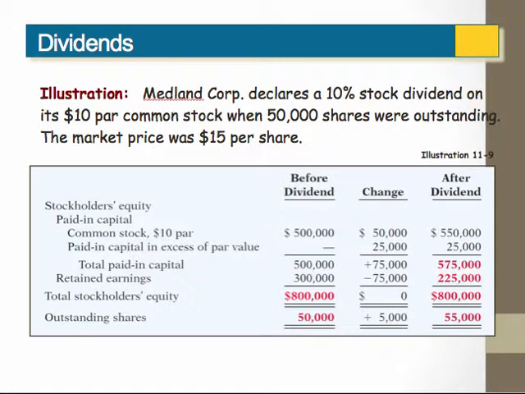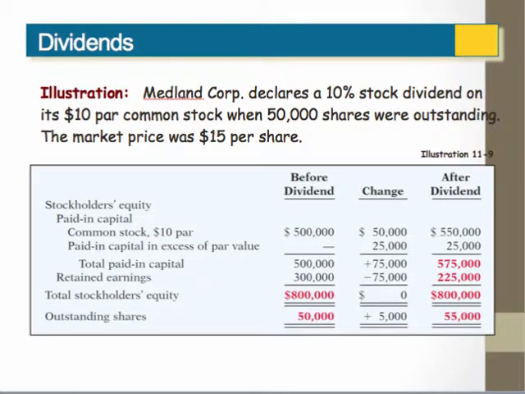But notice what happened to the paid-in capital. Because the market value of the stock was $15 per share, while the common stock was $10 per share par value, there was $5 per share paid-in capital in excess of par value. So therefore, we would pick up an additional $25,000. So the paid-in capital portion of stockholders' equity increases by $75,000. But remember, dividends reduce retained earnings. So if paid-in capital goes up by $75,000, retained earnings has to go down by $75,000. The net effect to stockholders' equity is zero.